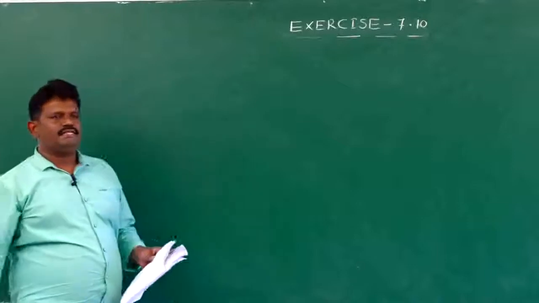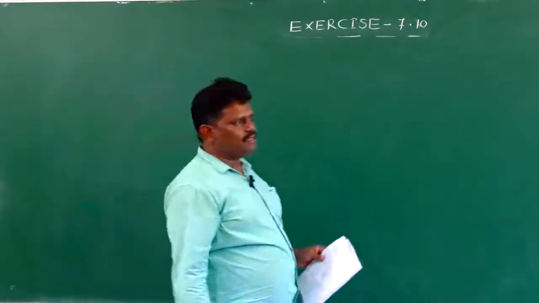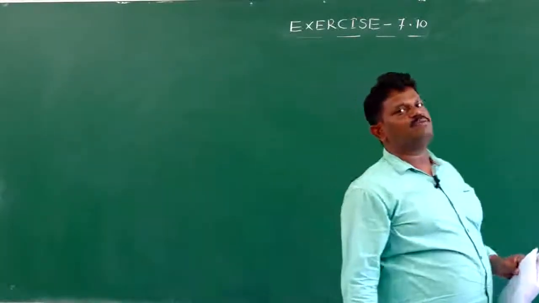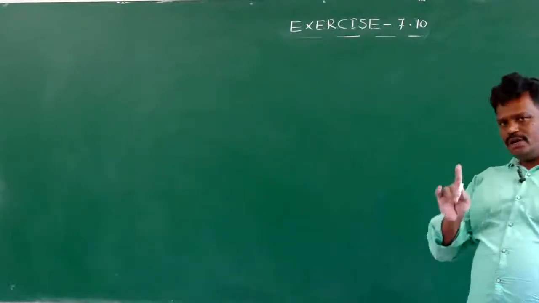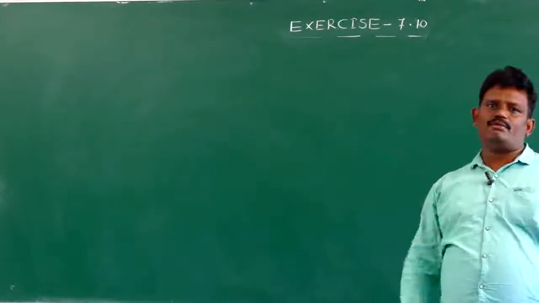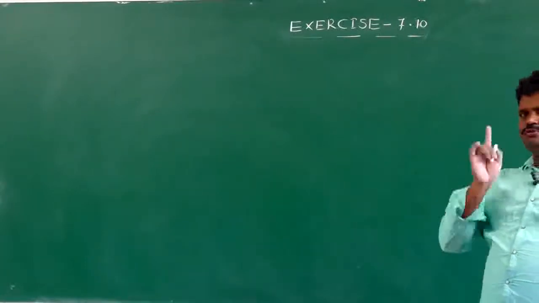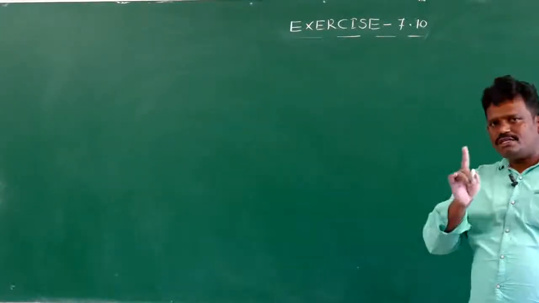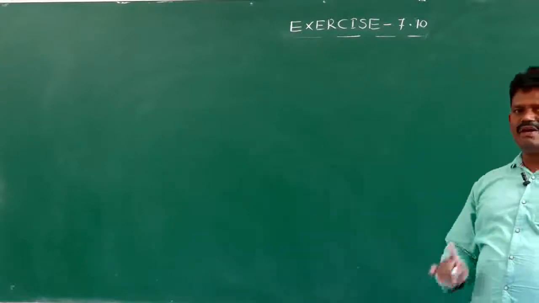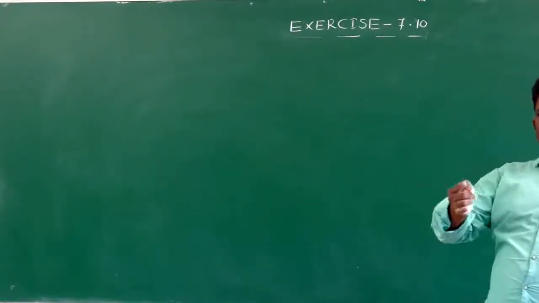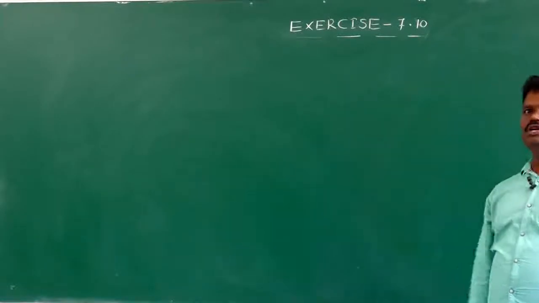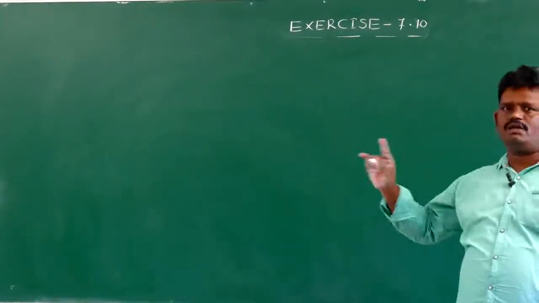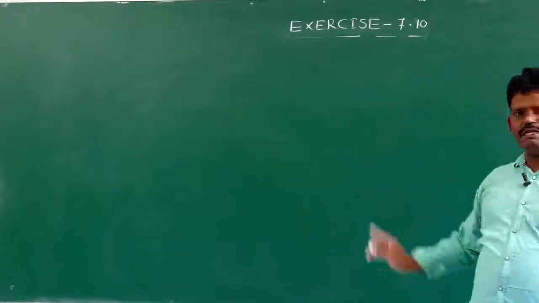Right, Sima. Next, exercise 7.10. In this exercise, only substitution is given, which I already told you about. Whenever we convert one variable to another variable in the substitution method, remember one point: we must also change the limit values, converting them into the limits of that particular variable. After that, we apply the same process.